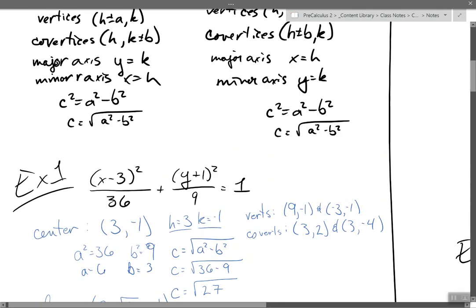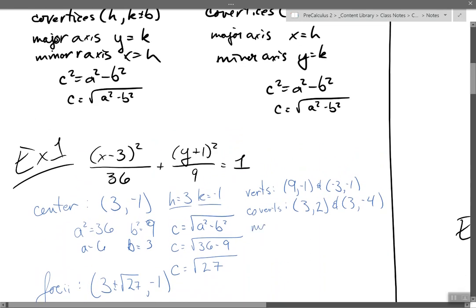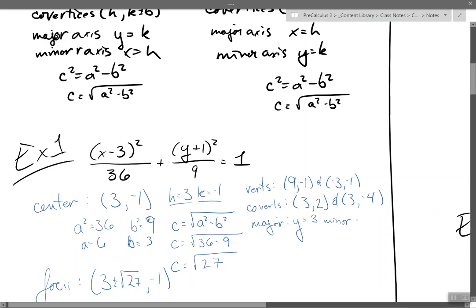So the major axis is just y equals k. So that's y equals, the k value is -1, and the minor axis is x equals h, which is 3. I keep doing this all backwards: y equals k, which is -1, and then x equals h is 3.